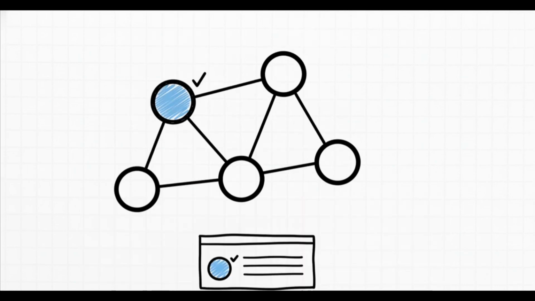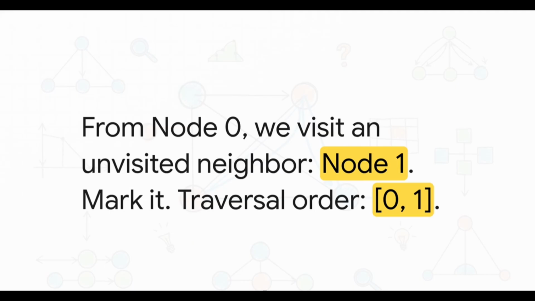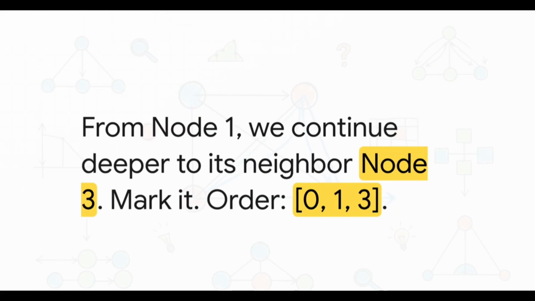Okay, first things first, we're at node 0. We immediately mark it. Put a little check next to it. That way, we know not to come back here by accident. Now, from node 0, we look for a path we haven't explored, and we dive in. Let's go to node 1. We move there, mark it as visited, and add it to our path. We're committed to this path now. So, from node 1, we keep going, plunging deeper into the network, all the way to node 3.